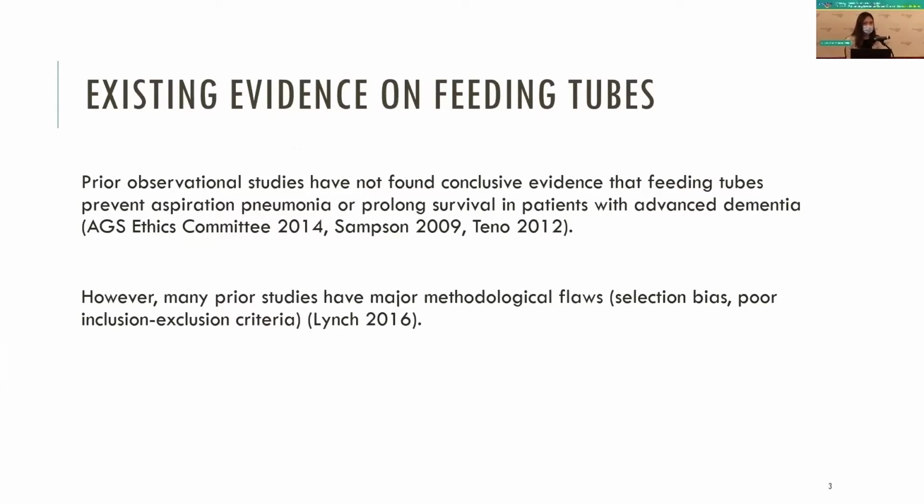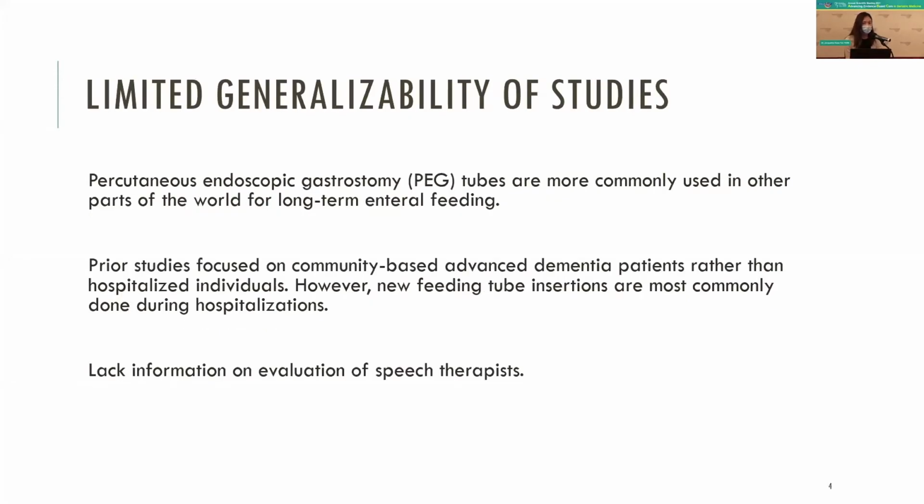Prior observational studies have not found conclusive evidence that feeding tubes prevent aspiration pneumonia or prolong survival in patients with advanced dementia. However, many of these prior studies have major methodological flaws, including selection bias, poor inclusion and exclusion criteria. And when trying to apply the existing evidence to our patient population in Hong Kong, these studies actually are less generalizable. One reason being that many studies study patients with PEG tubes. However, in Hong Kong, many of our advanced dementia patients are using nasogastric tubes.